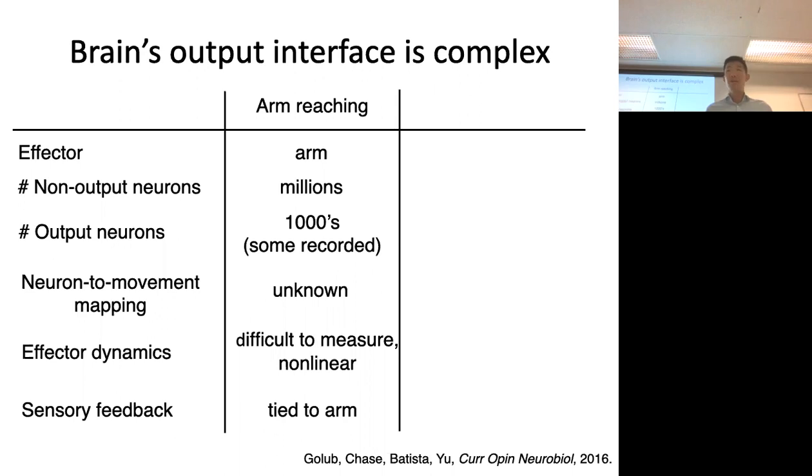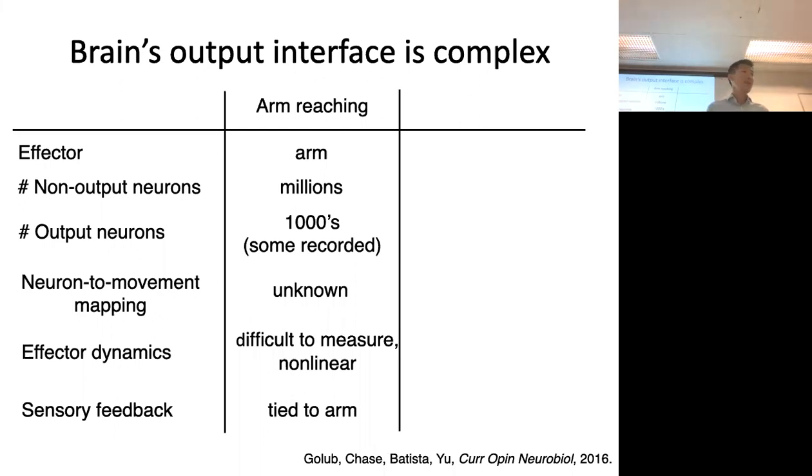Okay, furthermore, the causal mapping between neural activity and arm movements is typically unknown, right? Usually studies find a correlative relationship between the neural activity and movements, but not a causal mapping. Furthermore, the effector dynamics, in this case the joints of the arm and the muscles, are nonlinear, right? And difficult to measure.